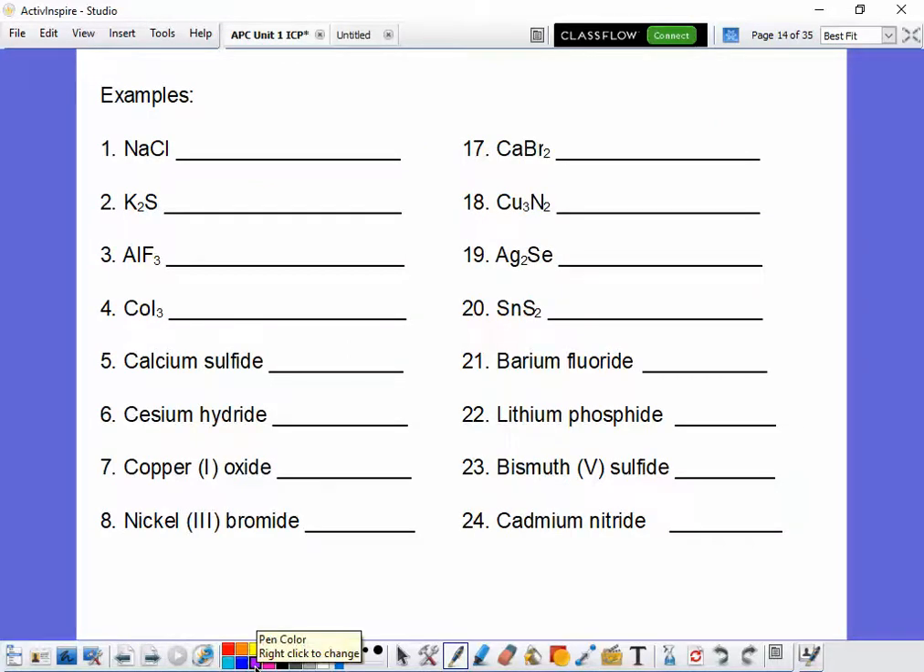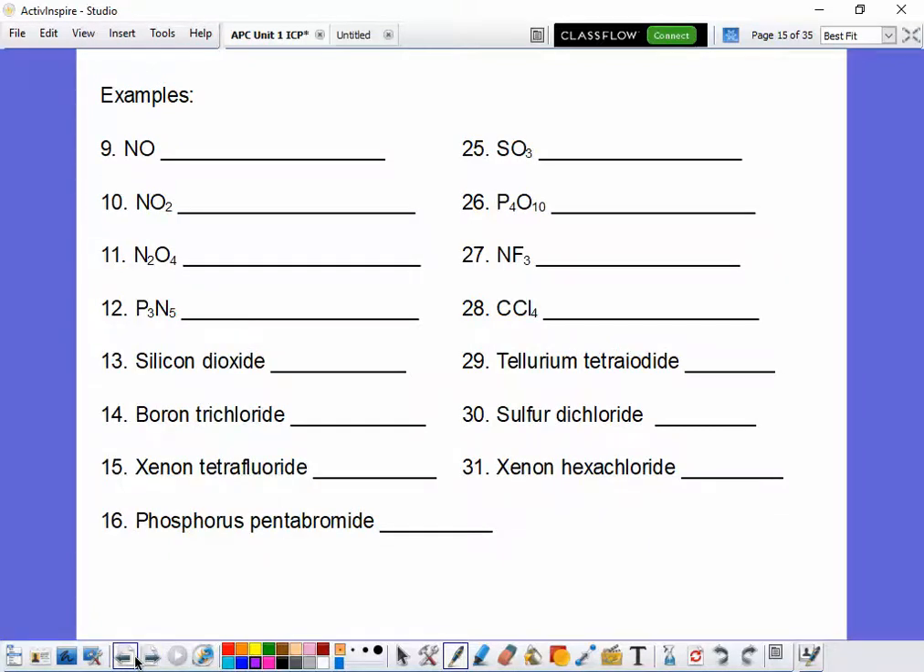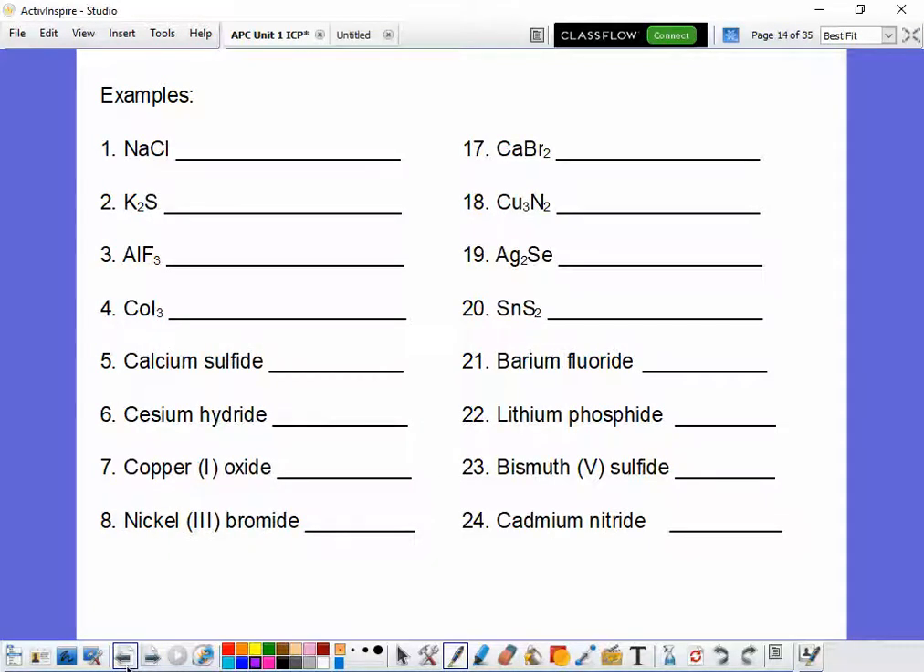So for example, the first section are binary compounds. You already told me this, but just to remind me, what does binary mean? Two. So all of these are binary compounds, meaning that they only have 2 atoms. It goes all the way down to 31, okay? All right, so let's just do a couple of these. On this first page, we have all ionic compounds.